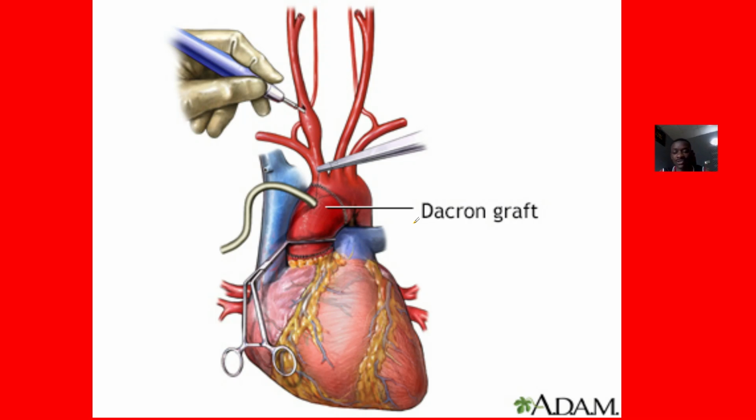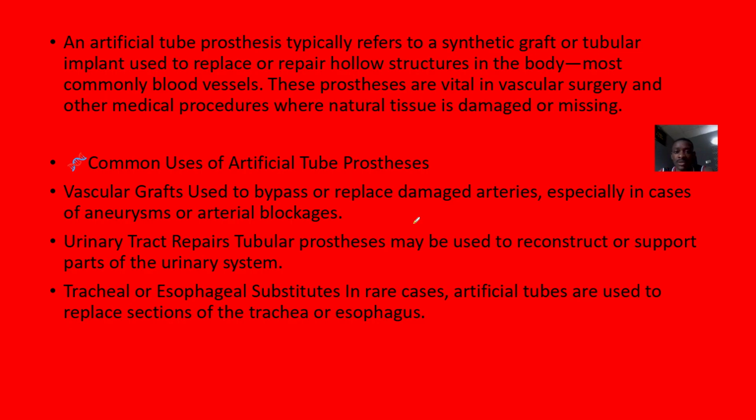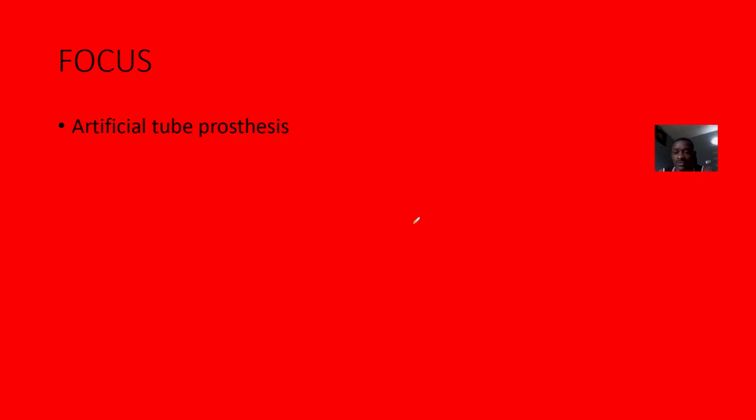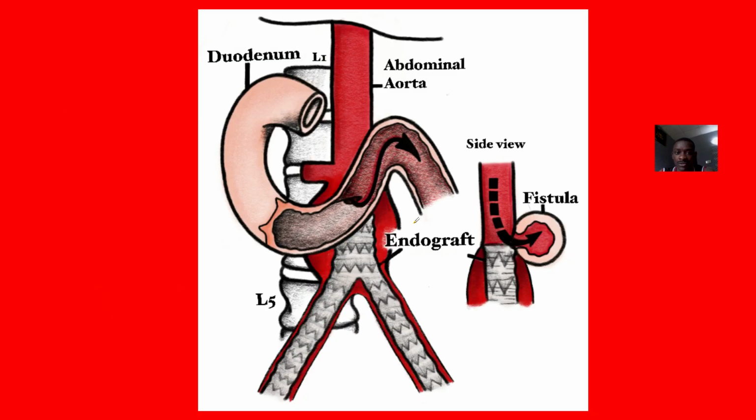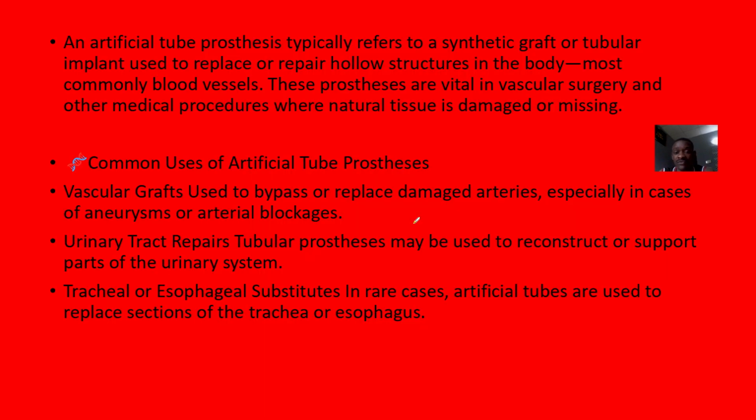All right, so it's just a way of trying to keep the valve patent. Do you understand? Because normally you can have a lot of valve issues, blood vessel issues too. Okay, so artificial tube prosthesis just typically refers to what? A synthetic graft, or tubular implant.